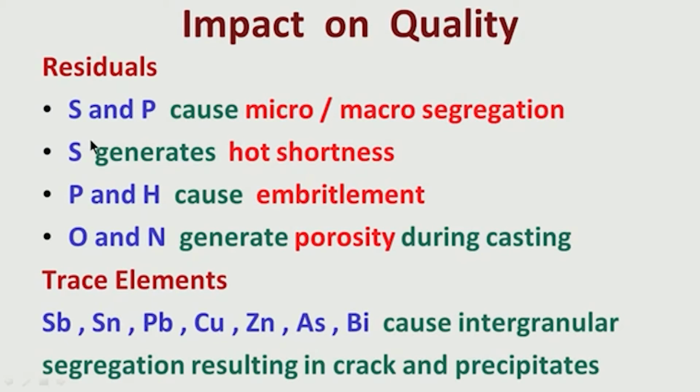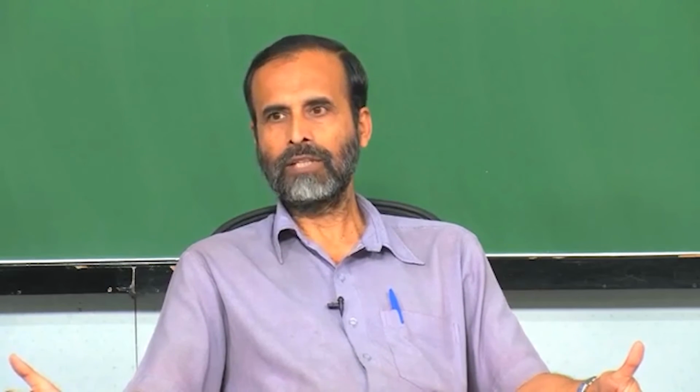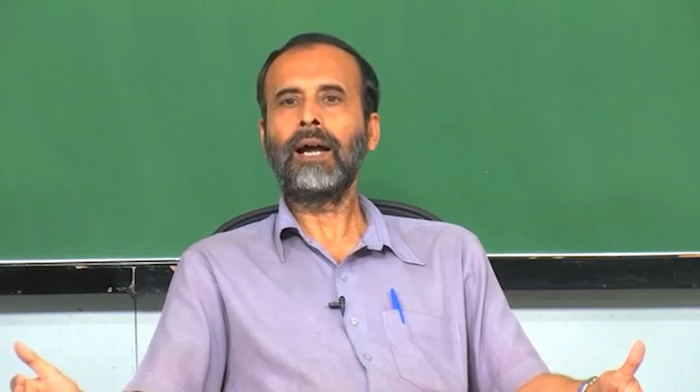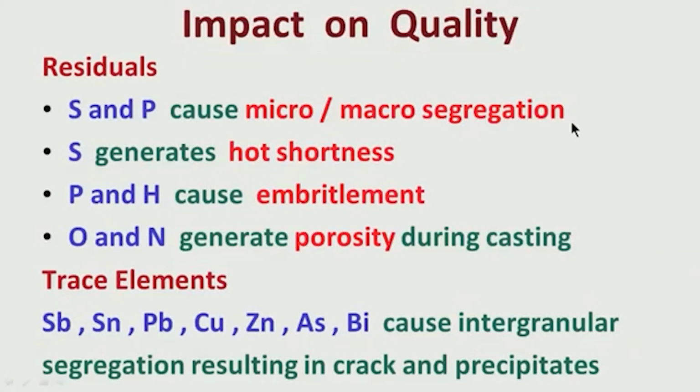This is the cause of microsegregation in steel, and this microsegregation of sulfur and phosphorus rich constituents, when they move from one location of the caster or the cast product to the central zone of the cast product, which is the last area to solidify, we call it central or macro segregation.